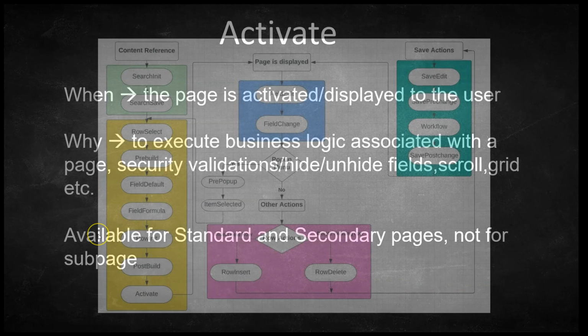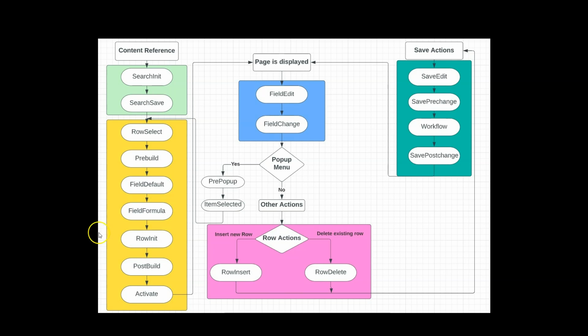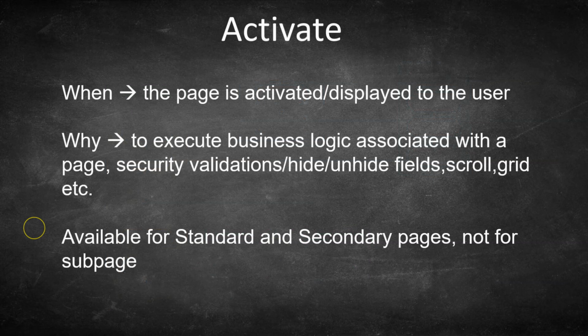PeopleSoft page. In this event flow diagram, we can see that when all the component build events, right from row select to post build, are completed, after that the activate event associated with a particular page is initiated. This event is initiated each time the page is activated or displayed to the user.